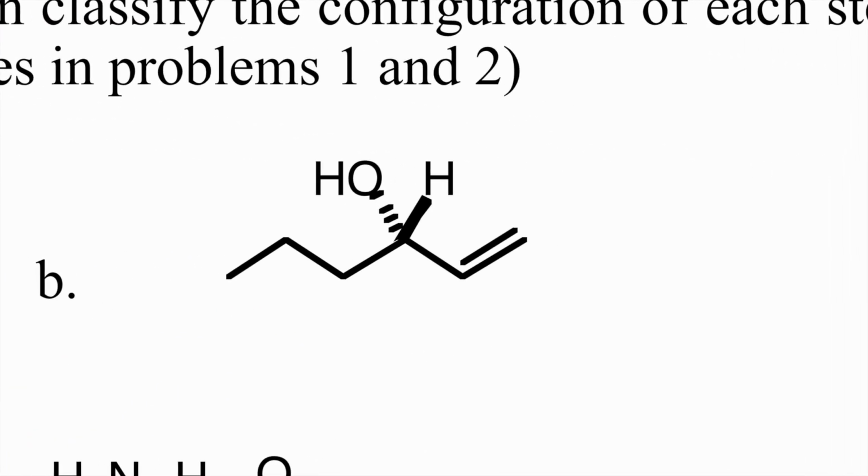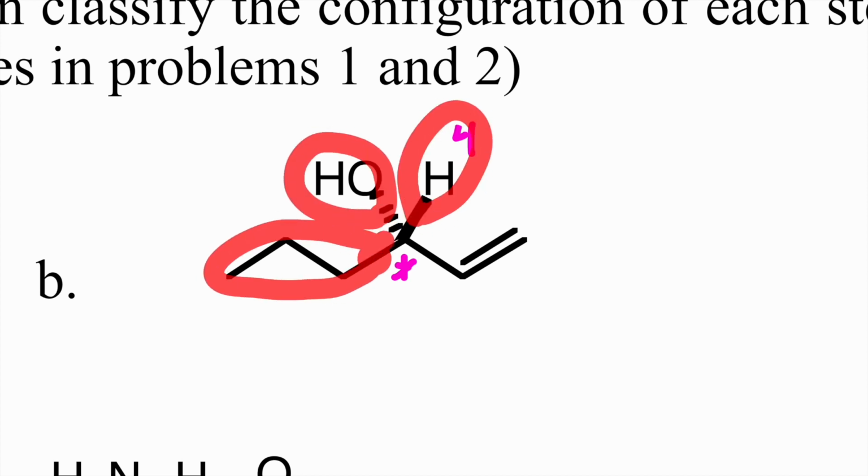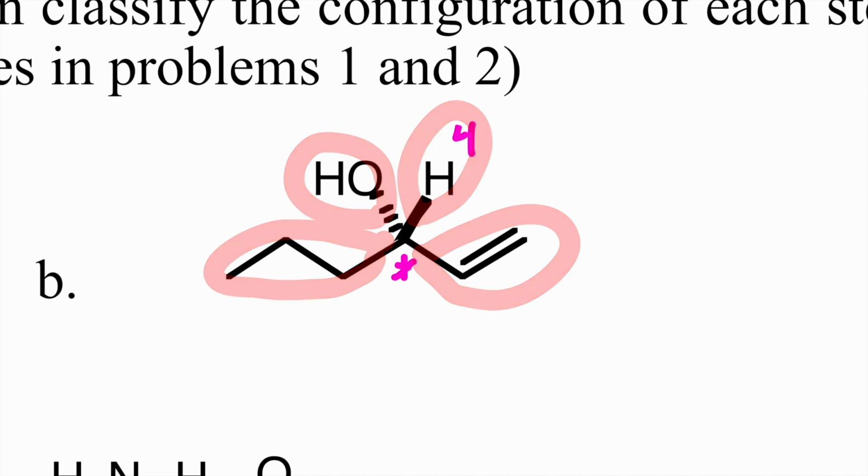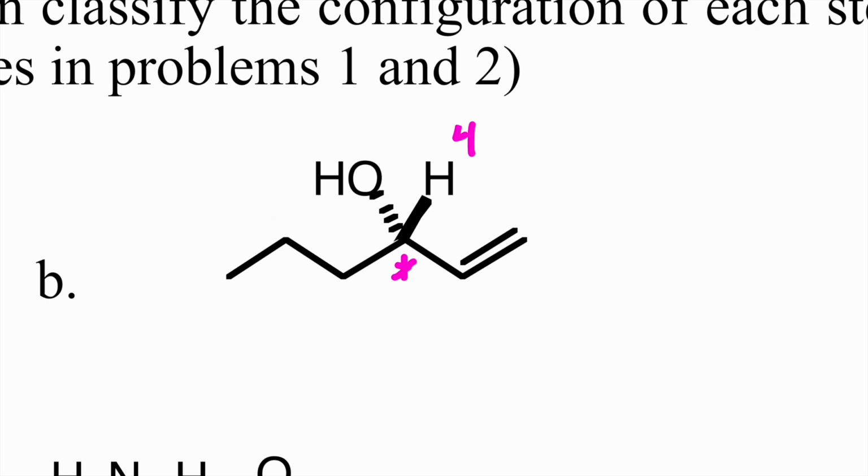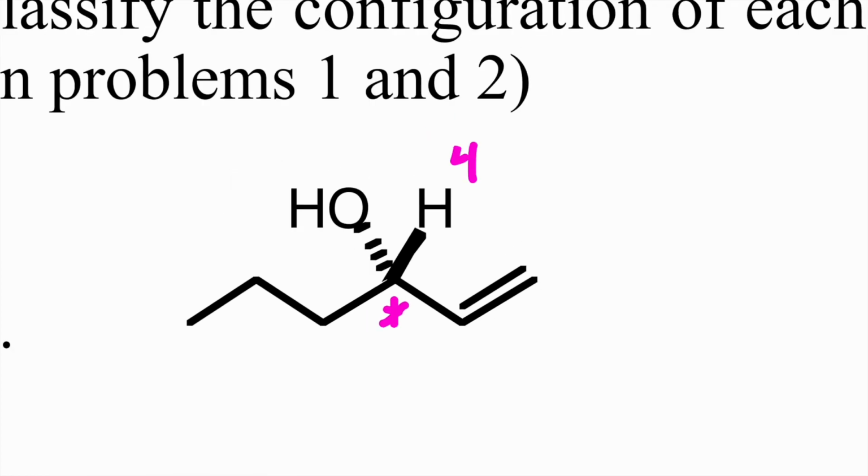Okay, so here's my H. It always gets a 4. Okay, this is a chiral center. Why? Because I have an OH here, an H, a bunch of carbons, and a different looking path. So this illustrates this very well. This is a heteroatom, and it's not connected to any carbon, so that's going to be a 1.